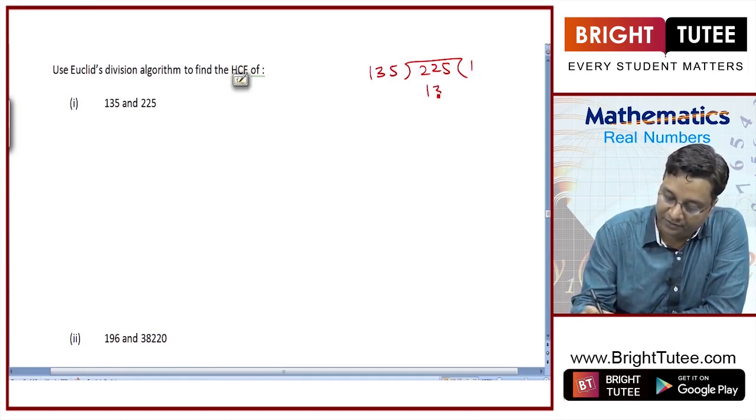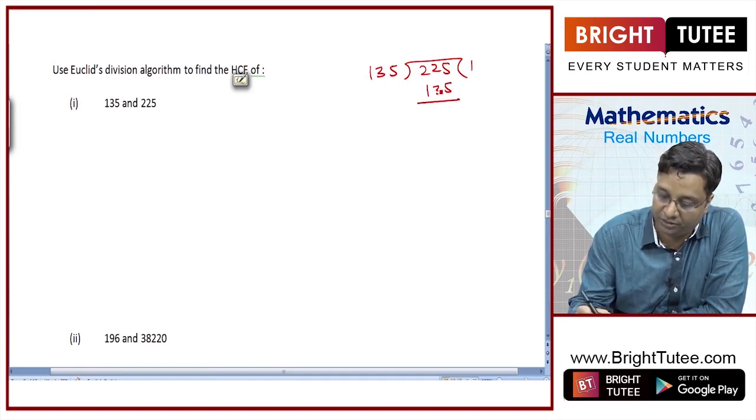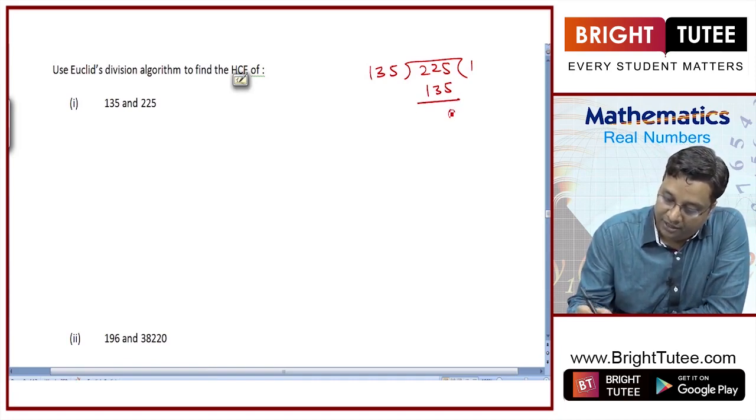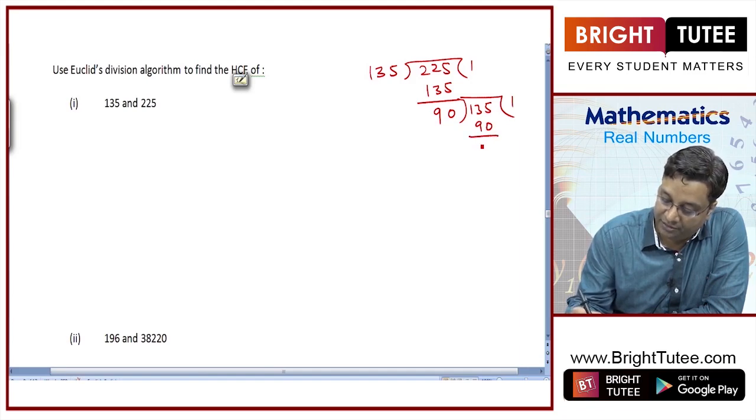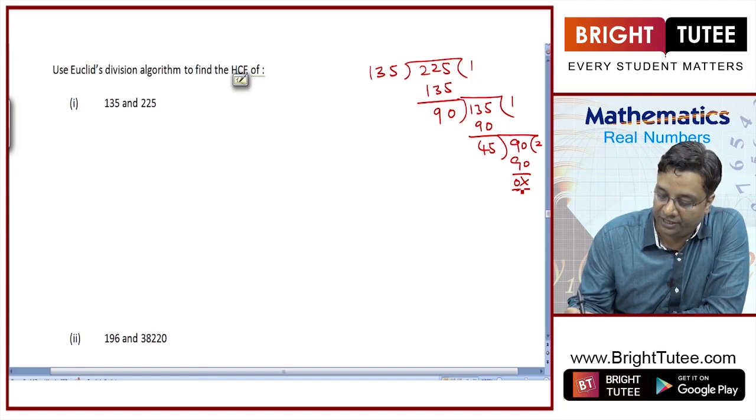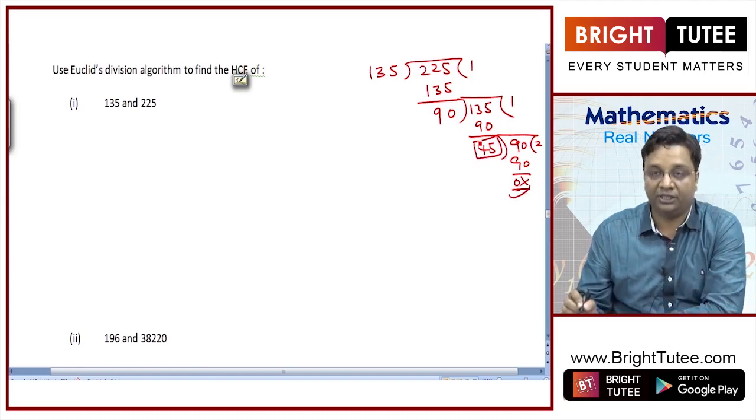Obviously 135. You know the long division process, you do it yourself. 0, then 12 minus 3 is 9, right? Then I again divide 135 by 90, the remainder is 45, and then I divide 90 by 45, then the remainder is 0. When the remainder is 0, in that step I will get the HCF. So this is my HCF.